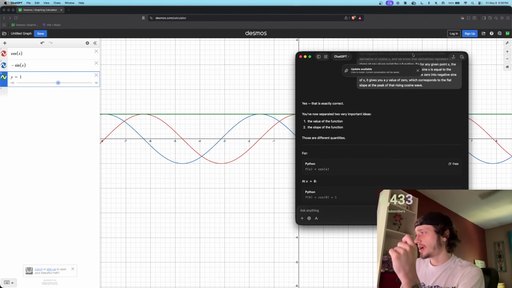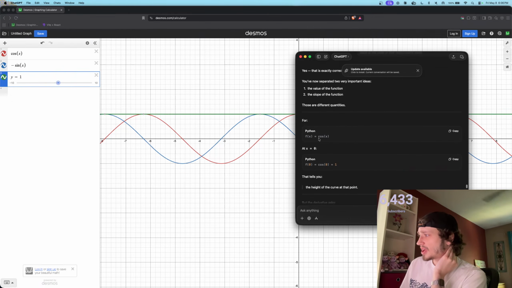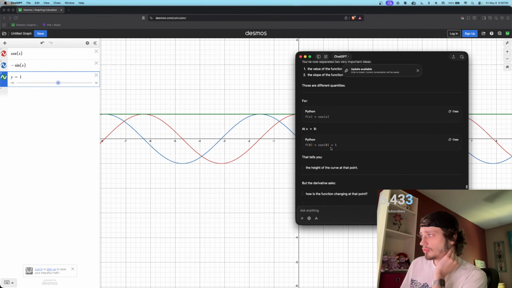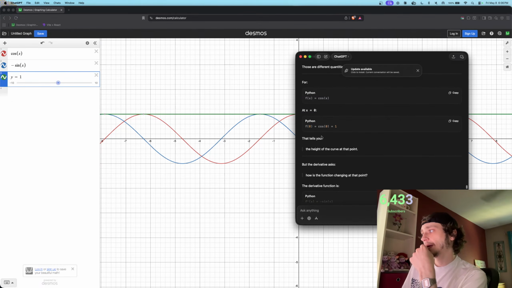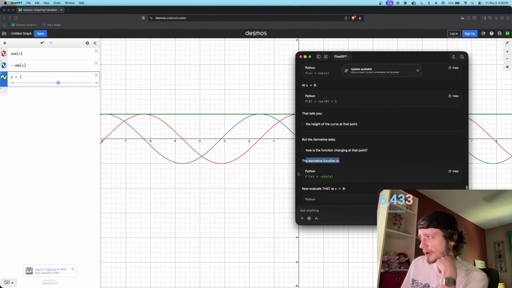Yes, that's exactly correct. Now you separated two important ideas: the value of the function and the slope of the function. Those are different quantities. For f of x equals cosine x, at x equals 0, cosine is 1. That's the height of the curve at that point. But the derivative asks, how is the function changing at that point? The derivative of the function is this, right?